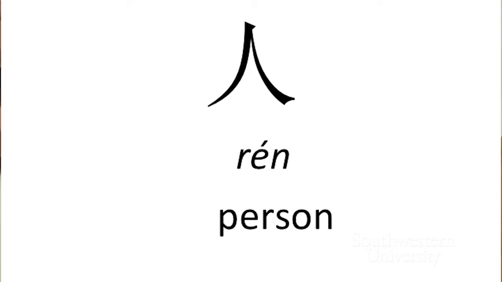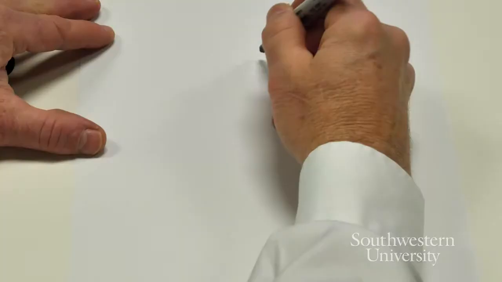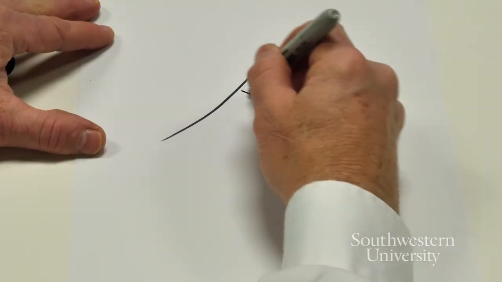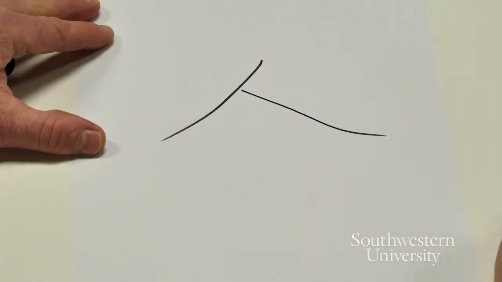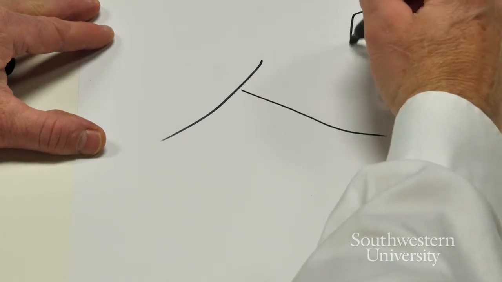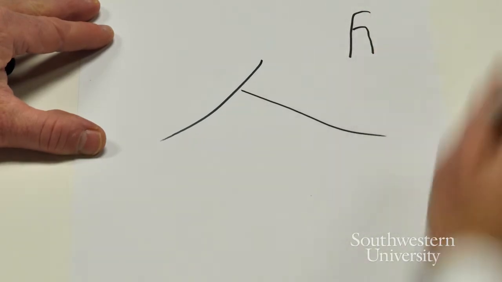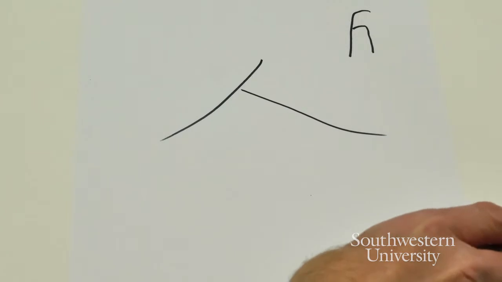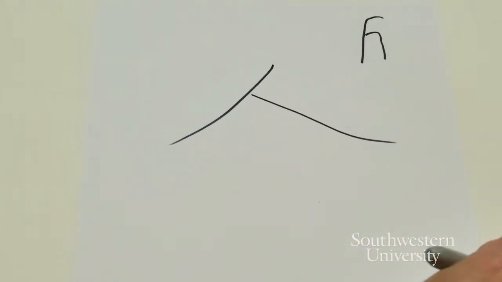The next character is ren, pie, na. And anciently, it looked something like this. Depiction of somebody just with their arms hanging over. Somehow I don't have that quite right, but it sometimes is written like that.